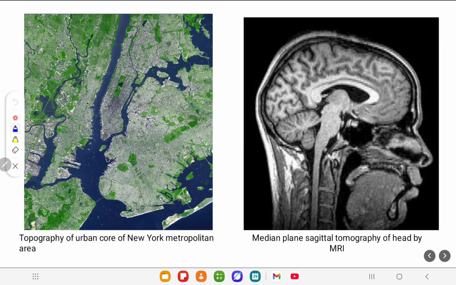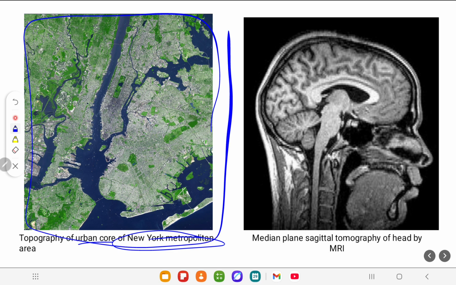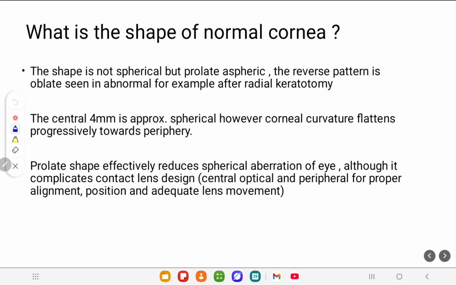Okay, fine. So basically this is the topography of the urban core of the New York metropolitan area. This is basically topography from above. We see just the line, the surface. But whenever we see MRI, what will we see? Sagittal tomography. So we see layers. This layer, and again a layer. We are going down, down, down, isn't it? So even our face, we can see layer by layer, from top to bottom, isn't it? And that's called tomography.